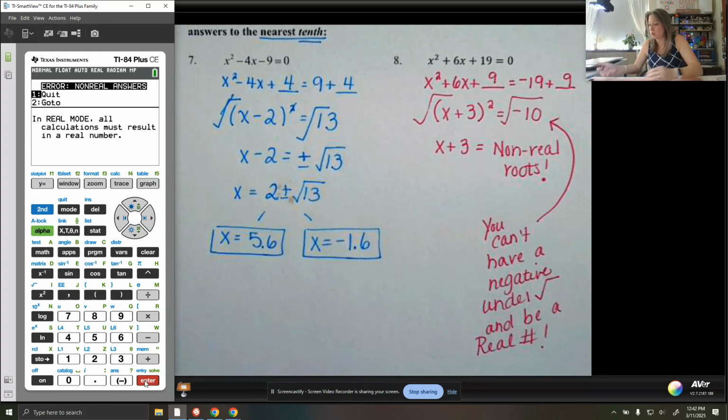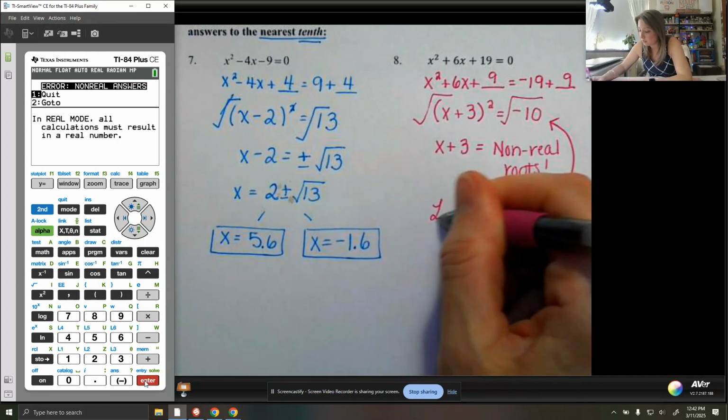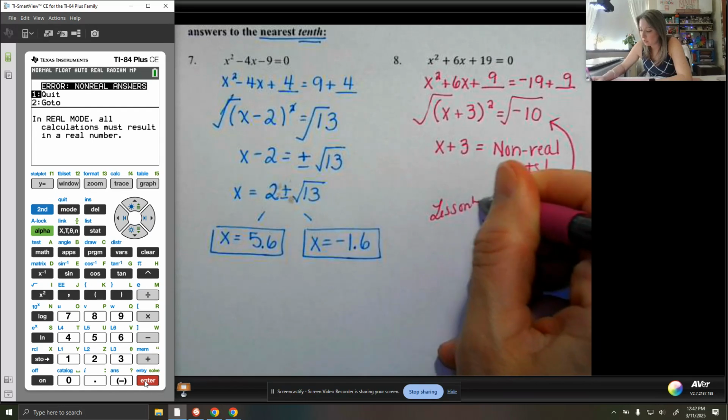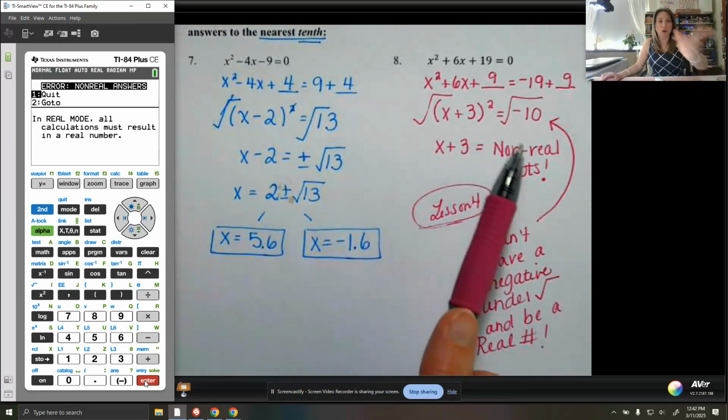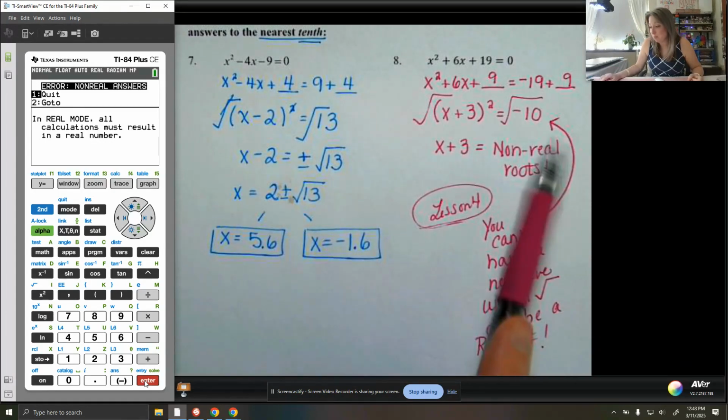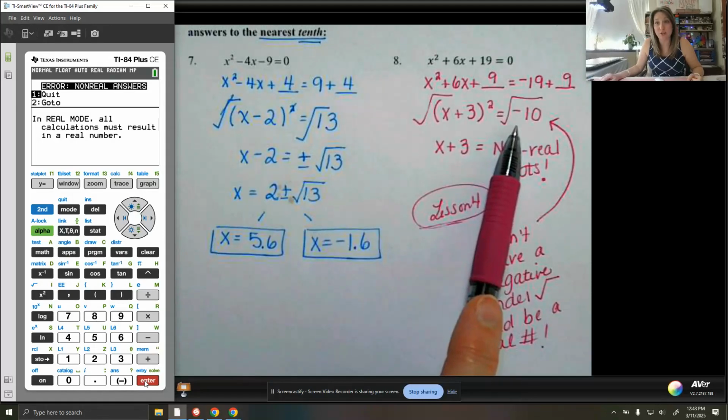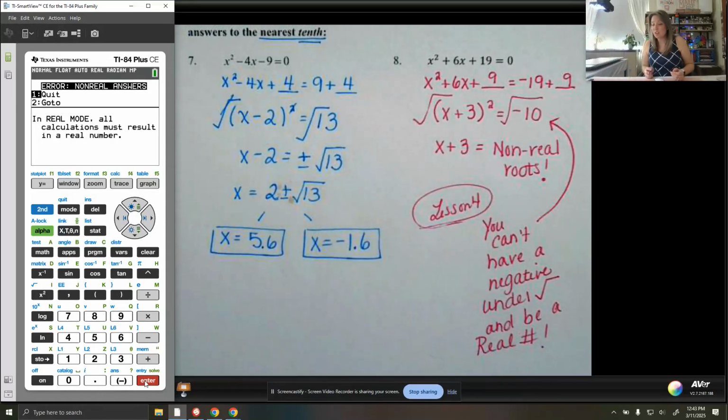And this is what we are going to talk about in lesson 4 of this chapter, is the fact that you can have 0 real roots, 1 real root, or 2 real roots as potential answers for solving quadratic equations. And so this was just a little taste of, oh boy, that's a problem to have a negative under a radical. We'll talk more about that in lesson 4.